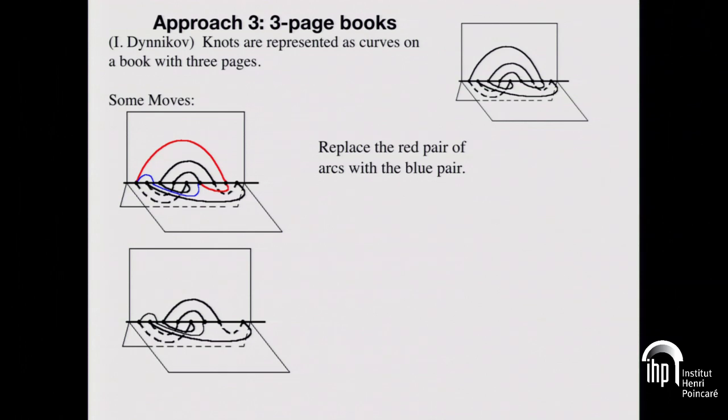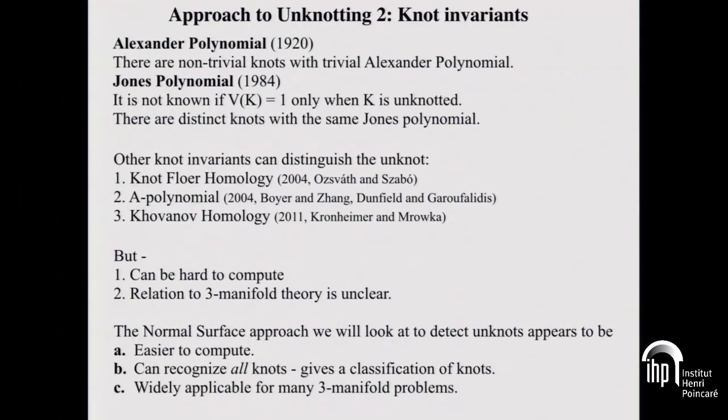Sure. Yes? I don't know. Couldn't tell you. Somebody know? The question was whether there are two non-trivial knots with the same Khovanov homology or A polynomial or knot Floer homology. These invariants distinguish the unknot, but do they actually tell apart pairs of knots, or do they take the same value for some knots? So I don't know the answer to that.